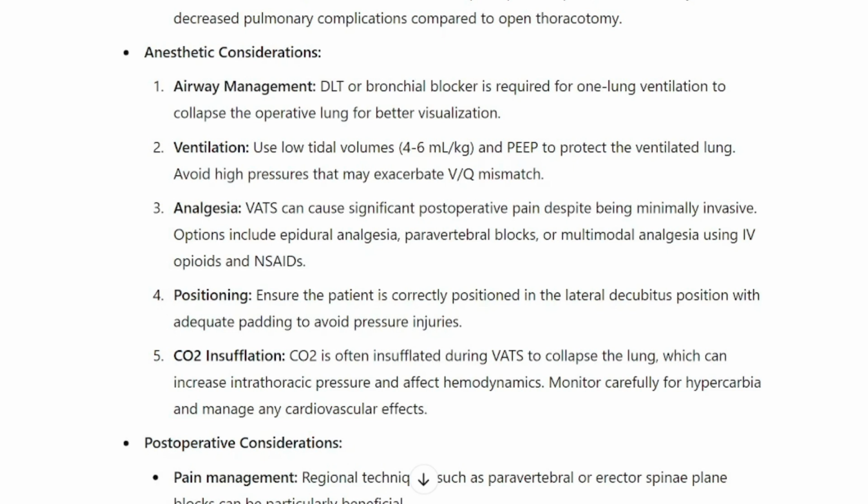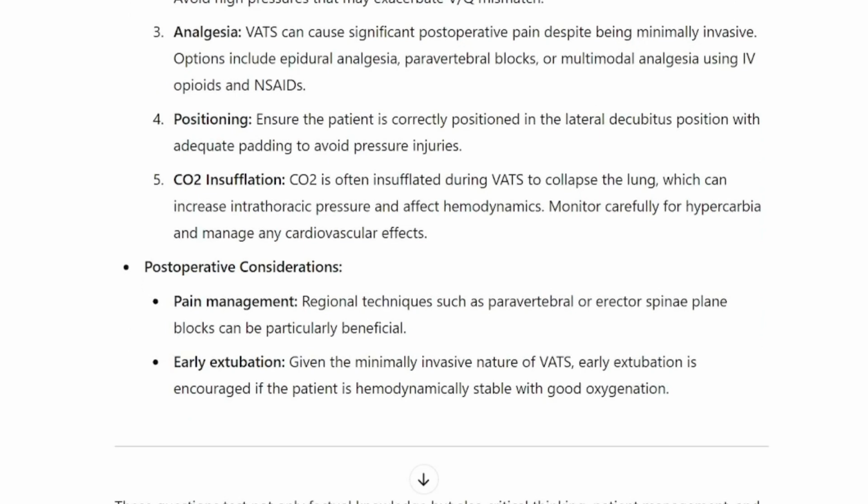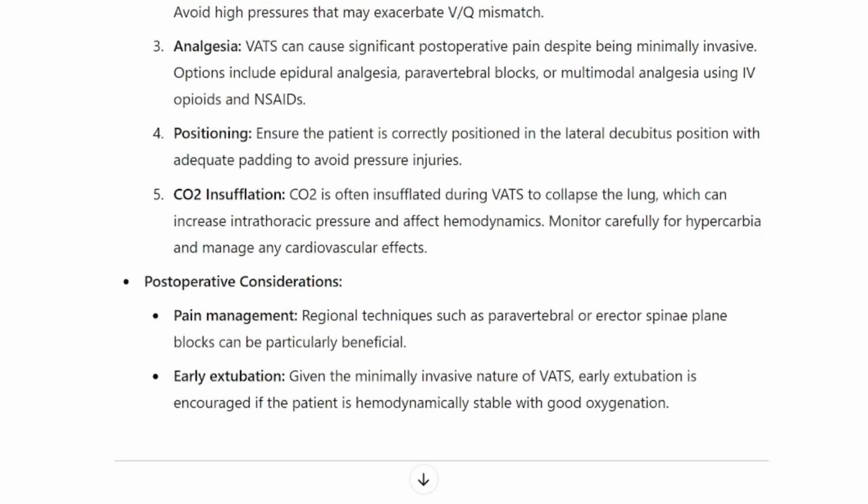4. Positioning. Ensure the patient is correctly positioned in the lateral decubitus position with adequate padding to avoid pressure injuries. 5. CO2 insufflation. CO2 is often insufflated during VATS to collapse the lung, which can increase intrathoracic pressure and affect hemodynamics. Monitor carefully for hypercarbia and manage any cardiovascular effects. Postoperative considerations. Pain management. Regional techniques such as paravertebral or erector spinae plane blocks can be particularly beneficial. Early extubation. Given the minimally invasive nature of VATS, early extubation is encouraged if the patient is hemodynamically stable with good oxygenation.